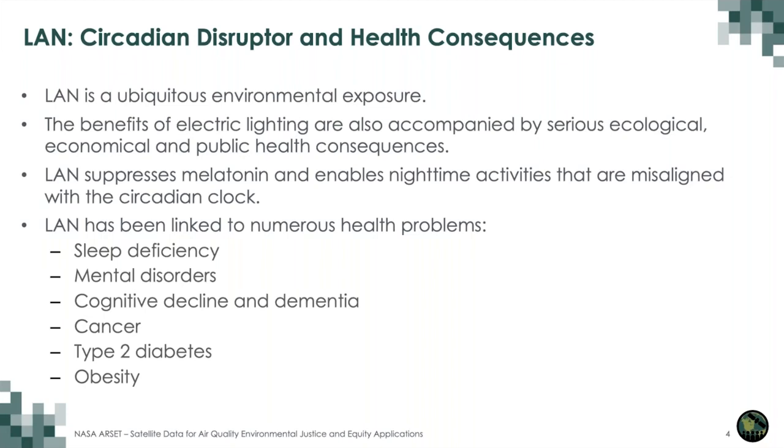And despite the tremendous benefit of light at night, there are also serious ecological, economical, and public consequences associated with electric lighting. And why we think light at night is a public health hazard is because light at night can suppress melatonin, which is a very important hormone that regulates sleep, circadian rhythms, and many other behavioral and physiological processes in humans, and also in plants and animals. And also, having light at night can enable nighttime activities that are not always well aligned with our biological clock. In fact, epidemiological evidence has convincingly linked light at night with a number of health problems, from sleep deficiency to obesity to cancer.